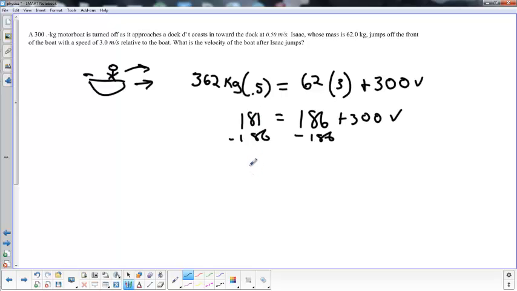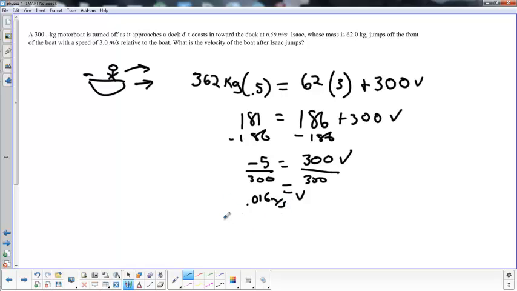So 181 minus 186 is negative 5 equals 300V. So somehow, some way, the 300 kilogram boat is going to have to move with some sort of velocity to make it have a momentum of negative 5 meters per second. So this thing is going to go very, very slowly backwards. Very slowly. And if you divide both sides by 300, you should end up with a velocity of 0.016 meters per second.